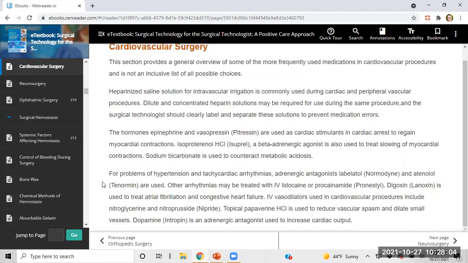Also, medications for hypertension, tachycardic arrhythmias, things like that. A lot of these more severe anesthesia medications are going to be there, so it won't be on your back table.